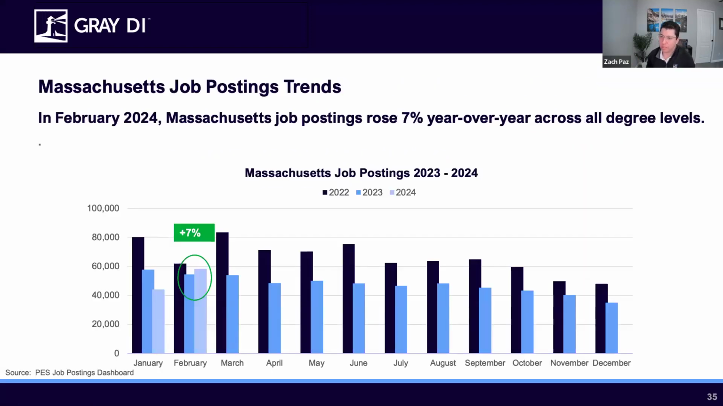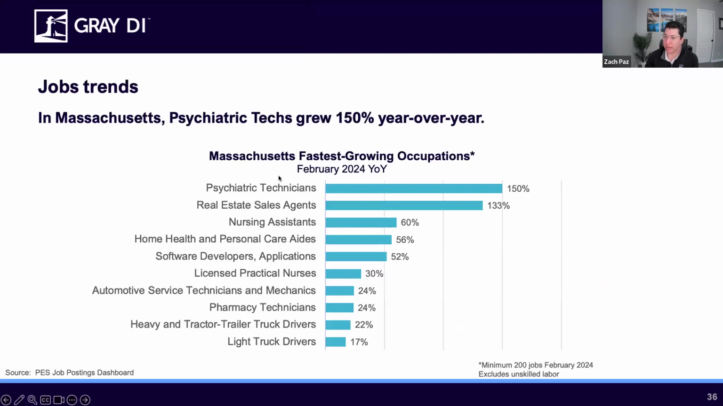In terms of job postings, there was 7% growth year over year, similar to the same percentage growth we saw nationally. And similar to both Illinois and nationally, we saw psychiatric technicians grew the most in February. Real estate agents, nursing assistants, and you can see some software developers and both heavy and light truck drivers made the top list here.